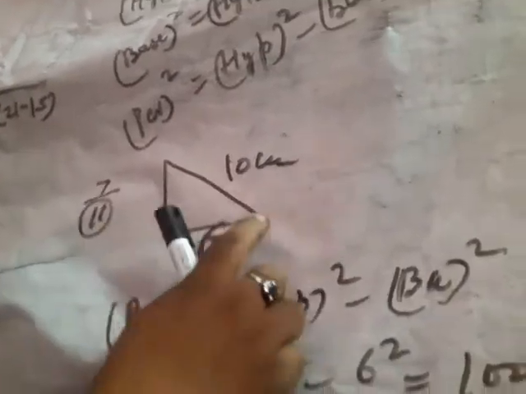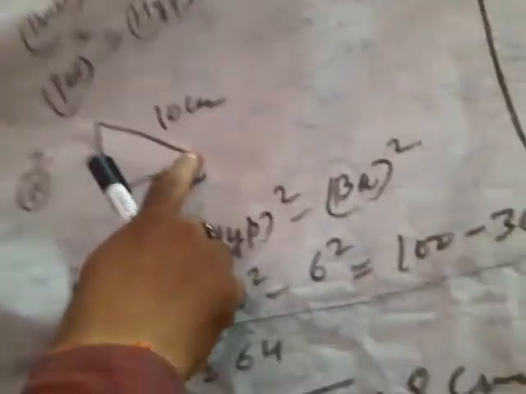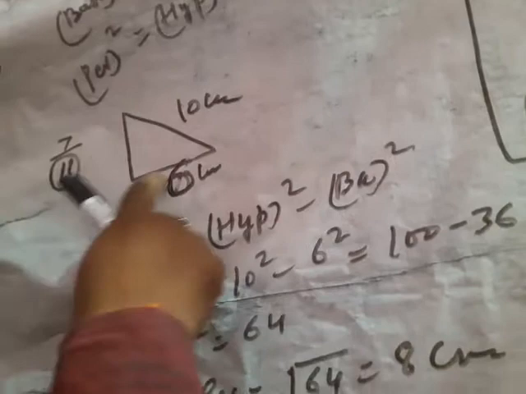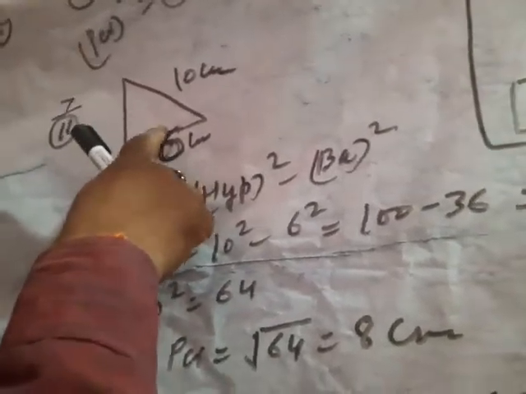After that when you find the hypotenuse, then you find the area. Similarly, question number second: base 6 centimeter and hypotenuse 10 centimeter. In this figure, this is base 6 centimeter and hypotenuse 10 centimeter. And what you have to find? You have to find the area of this triangle.